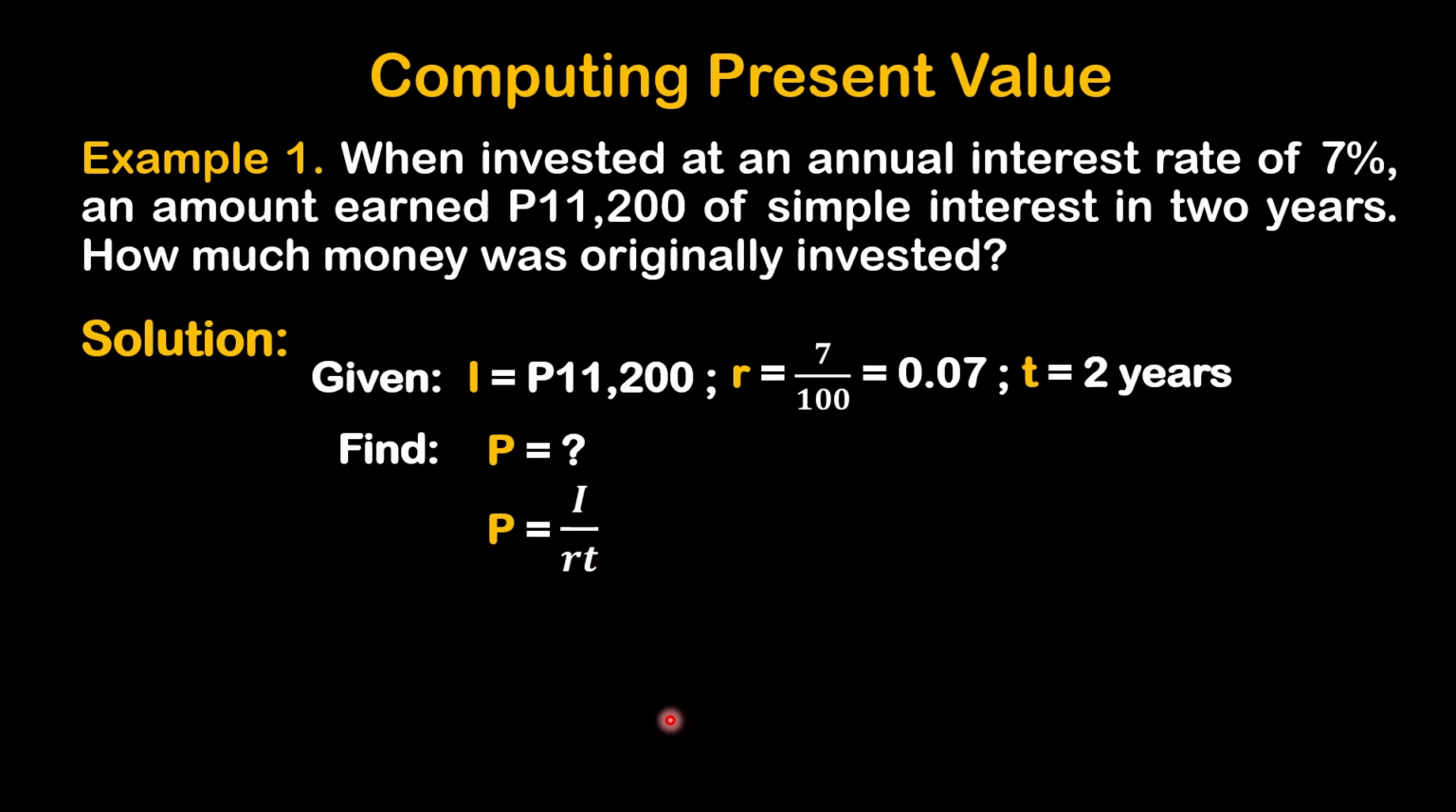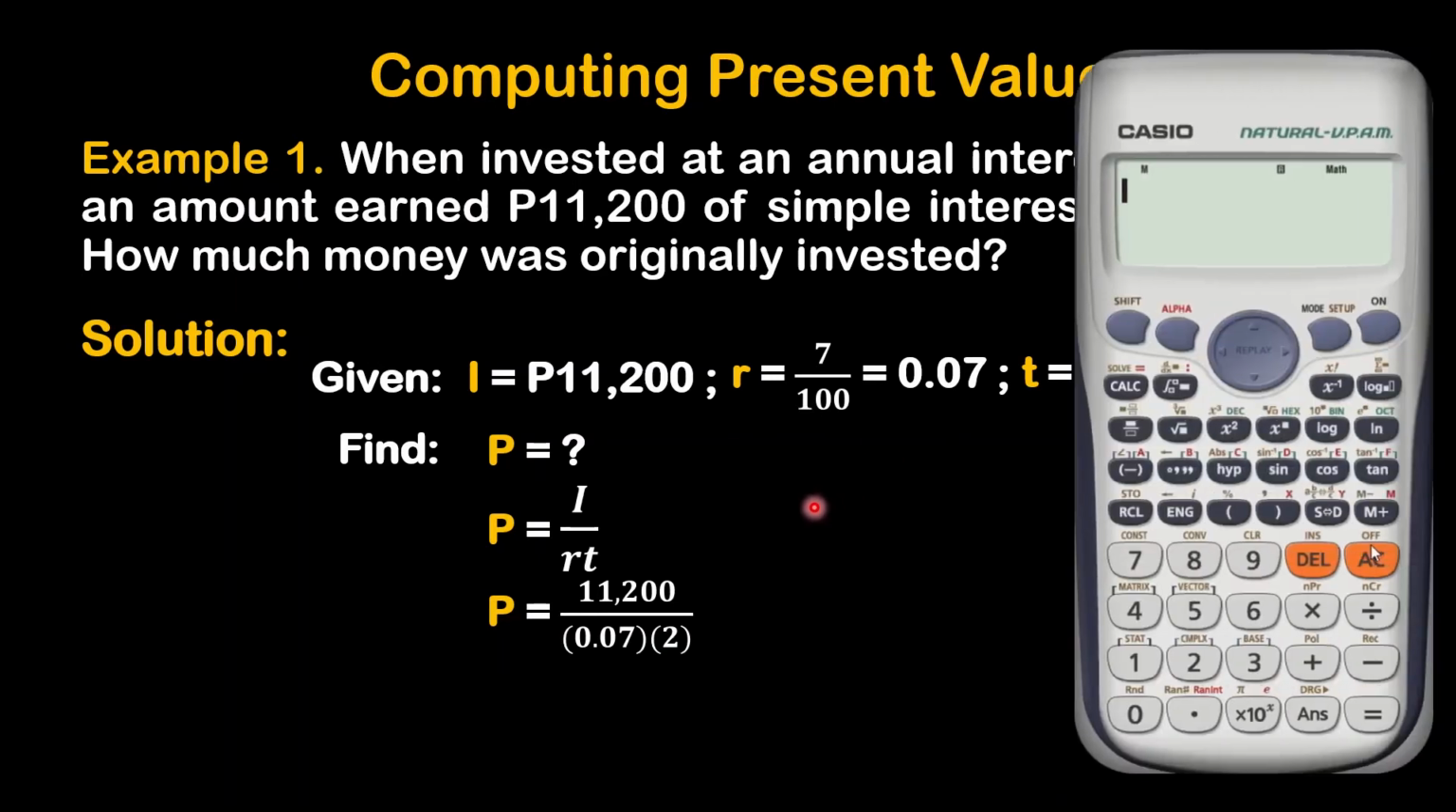The next thing we will do, since we know this is our formula, is simply plug in our given values. We have the interest, 11,200, over 0.07, the rate, times T, or the time, which is 2. We will plug that into our calculator and see what our answer is.